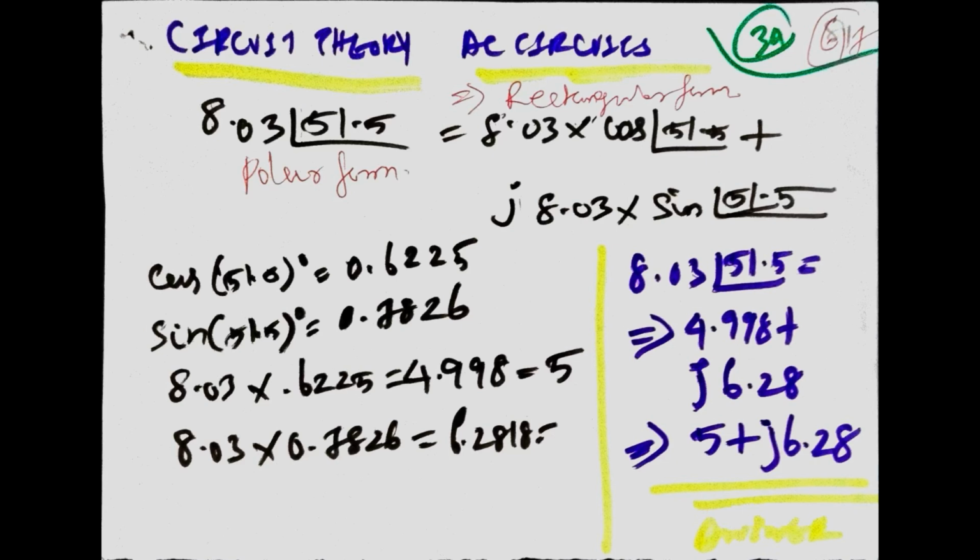Before, I explained converting complex algebra to polar format: 8.03 angle of 51.5. That is converted into rectangular form: 8.03 into cos of 51.5 plus j 8.03 into sine of 51.5. That is the rectangular form, converting polar form to rectangular form. Cos 51.5 answer, sine 51.5 answer: 8.03 into 0.625 is 5, and 8.03 into 0.782 is 6.28. In this answer, we obtain 5 plus j 6.28. That is the answer in rectangular format.